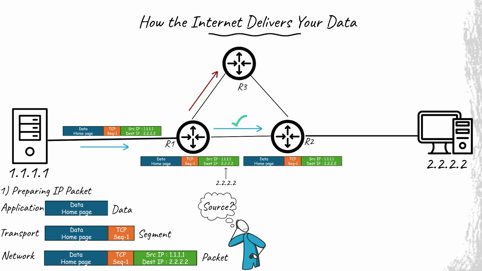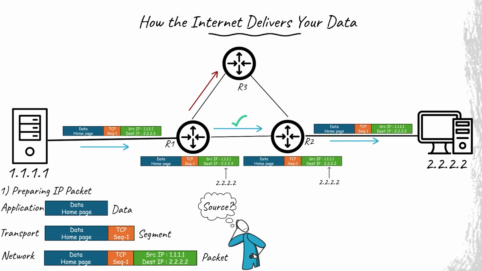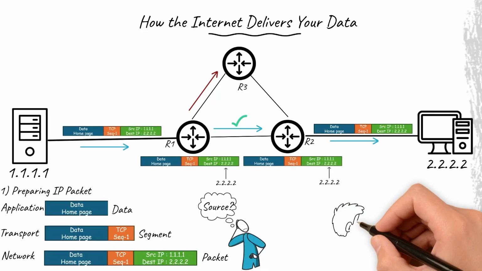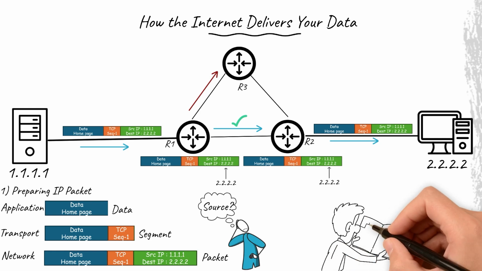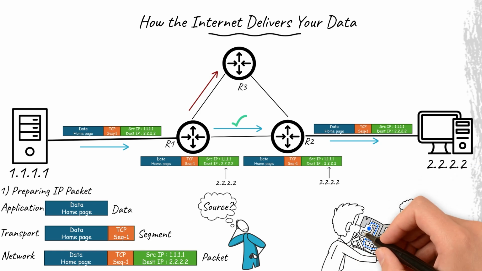Router R2 receives the packet and does the same thing. It checks the destination, finds the best next hop, and forwards the packet toward the client. Eventually, the packet reaches the client's device. It gets reassembled and the web page loads. This entire process is called IP routing. It's how data moves across networks quickly and correctly.